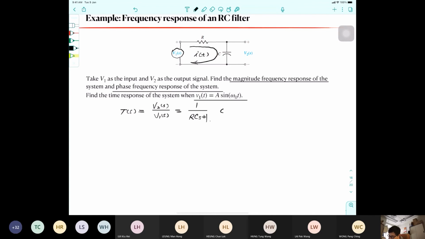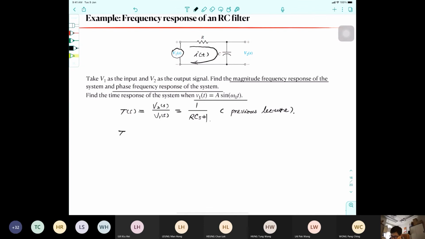This can be found in the previous lecture, it should be lecture 4. T(s) is 1 over RCs plus 1. R and C are constant. And then we find the magnitude frequency response.